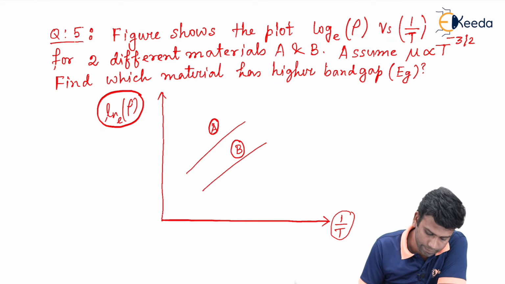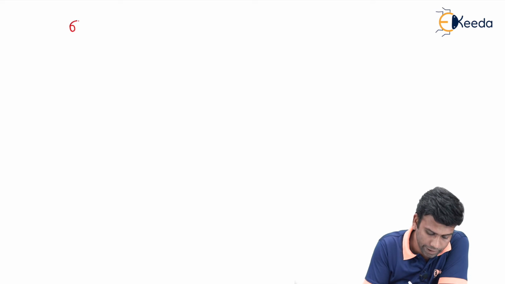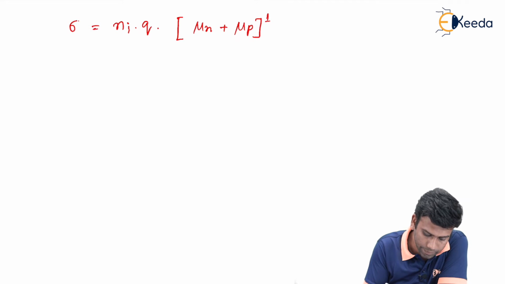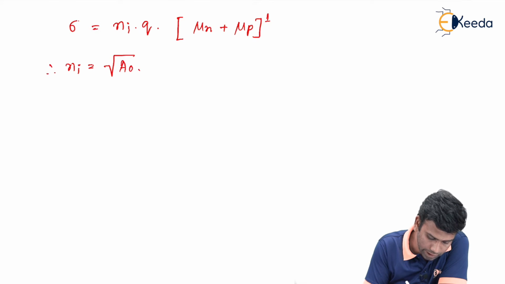Now we know that the conductivity of any material is given by this equation, that is sigma equals Ni into q into (mu n plus mu p) to the power 1, and we also know that Ni has the value root over A0 into T to the power 3 by 2, exponential minus Eg0 divided by 2kT.